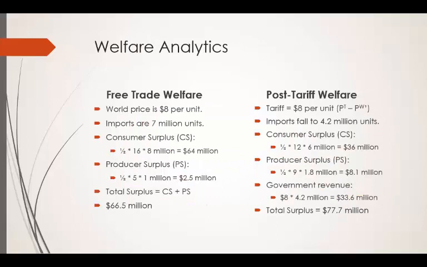The welfare effects are computed next. Under free trade, the consumer surplus was $64 million, the producer surplus $2.5 million, and the total surplus was therefore $66.5 million. With the tariff in place, consumer surplus has fallen to $36 million. The producer surplus has increased to $8.1 million. The government obtains revenues of $33.6 million, and the total surplus, including the government revenue, is now $77.7 million.